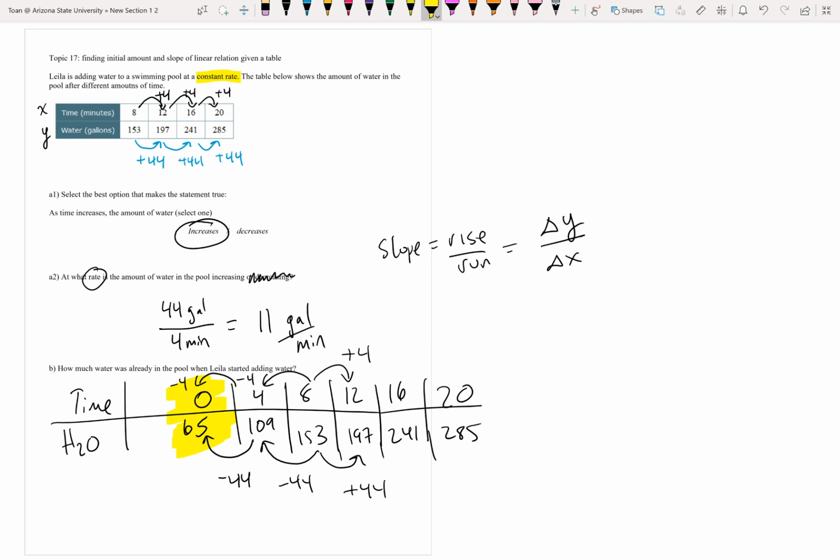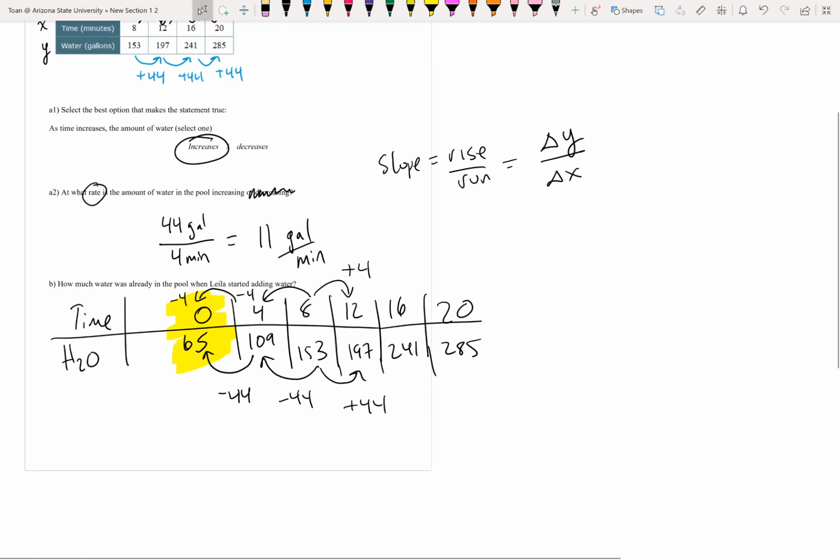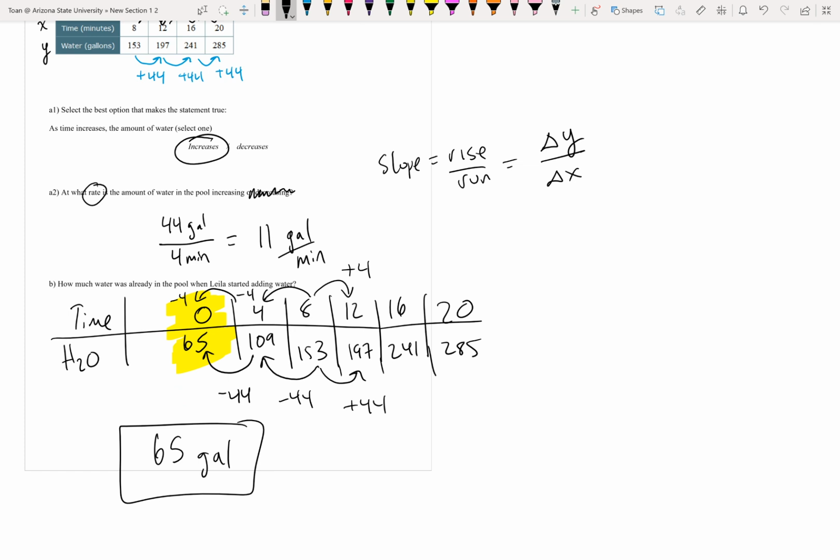At the initial time, what was already in the pool, we can see is 65 gallons. So that is the answer for part B. 65 gallons is what the pool started with. I know that because according to the table, that's how many gallons there were present at time equals 0.